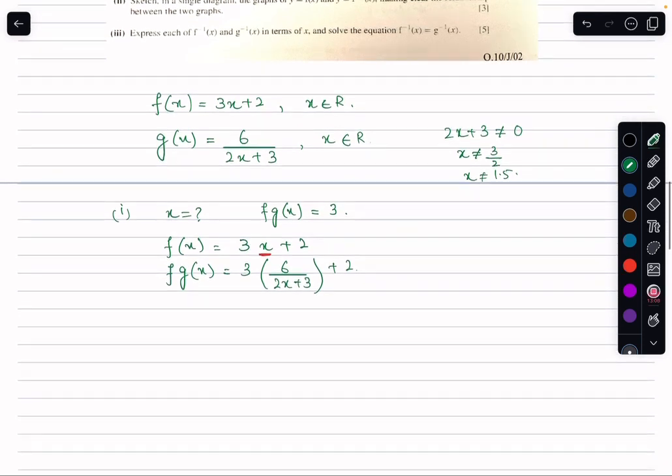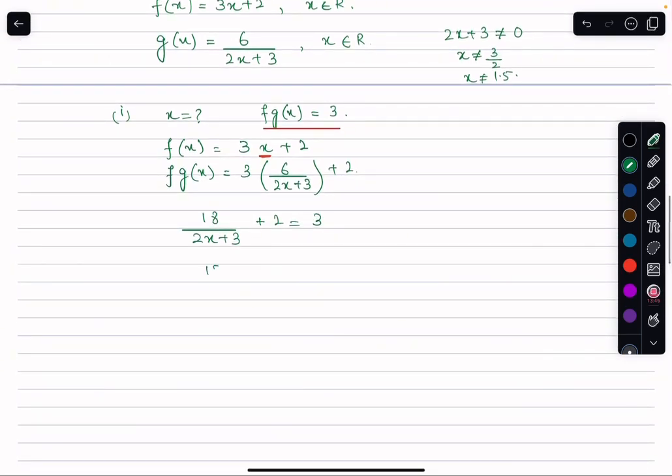So the composite function in this case is going to be 18 divided by 2x plus 3, plus 2, and I will be equating it to 3, because they have given us the condition that the composite function fg should be equal to 3 here. So 18 divided by 2x plus 3 plus 2 shall be equal to 3, or I can say 18 divided by 2x plus 3 equals 3 minus 2, that's 1.